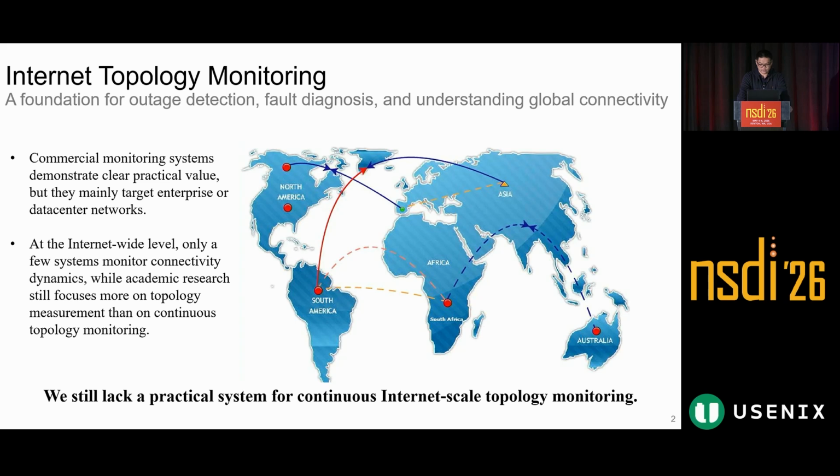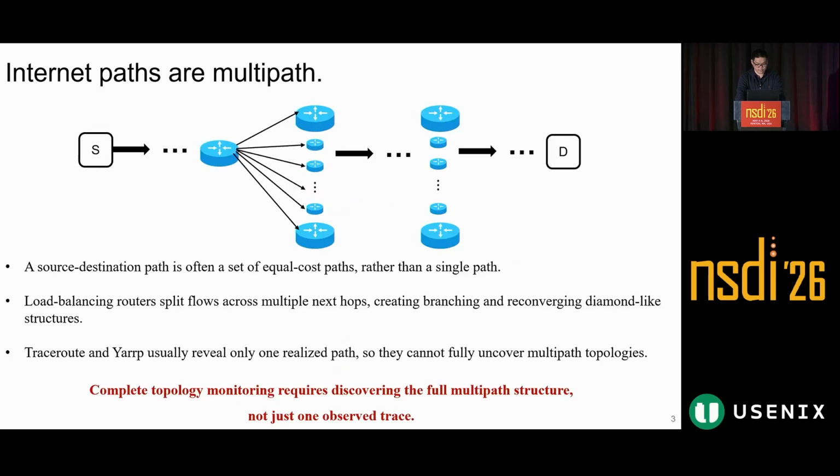Internet topology monitoring is important because it serves as the foundation for outage detection, fault diagnosis, and understanding global connectivity. In practice, commercial systems have already demonstrated the value of topology monitoring. However, most of them are designed for enterprise or data center environments. At the internet-wide level, only a few systems monitor connectivity dynamics, while academic research still focuses more on topology measurement than on continuous topology monitoring.